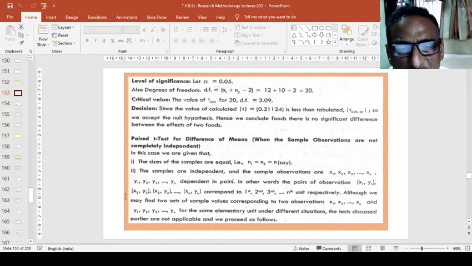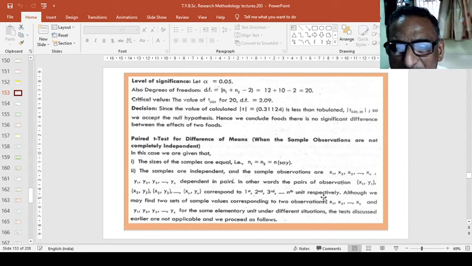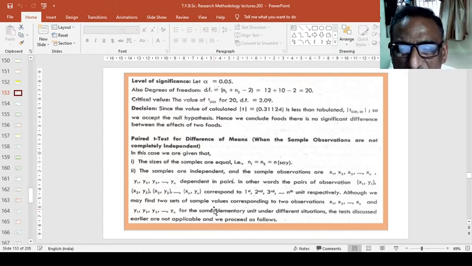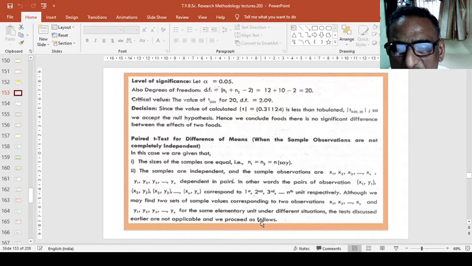So in this way we can group them together and plot the units separately. And although we may find two sets of sample values corresponding to the two observations x1 and y1, for the same elementary unit under different situations, the tests discussed earlier are not applicable, and we proceed as follows.